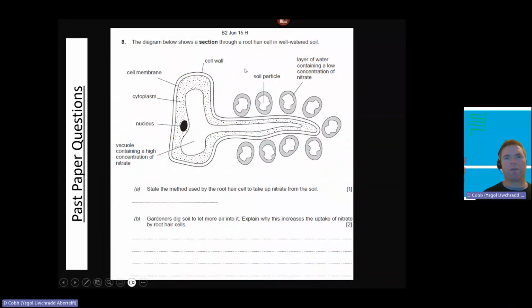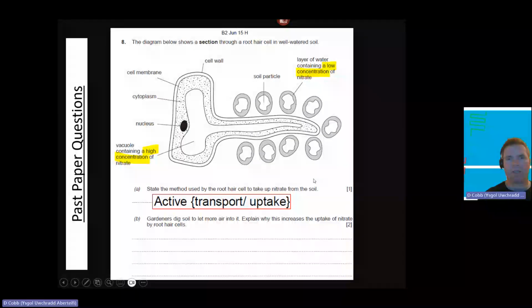Here's one more question. Now, this is focused on active transport. Again, you can pause it. And let's go. The method used by the root hair cell to take up nitrate from the soil. The key thing to focus on here is what it tells you: you've got a vacuole containing a high concentration of nitrate and soil water containing a low concentration of nitrate. So if we're going to take up nitrate from the soil, it's going from low to high, and therefore it has to be active transport, or you can say active uptake.